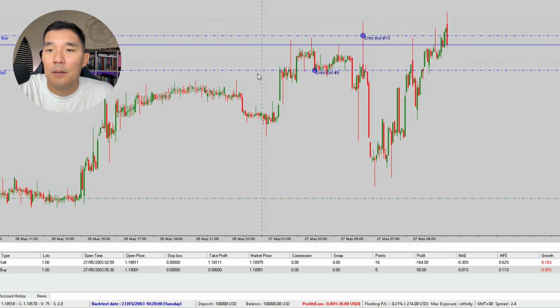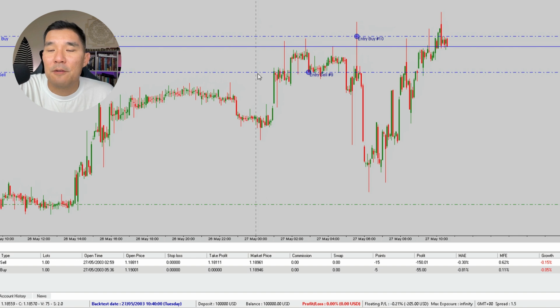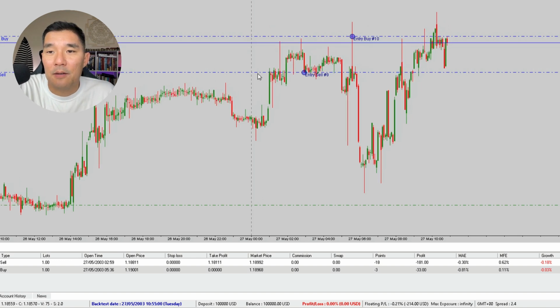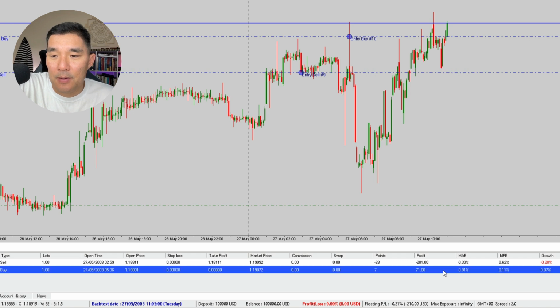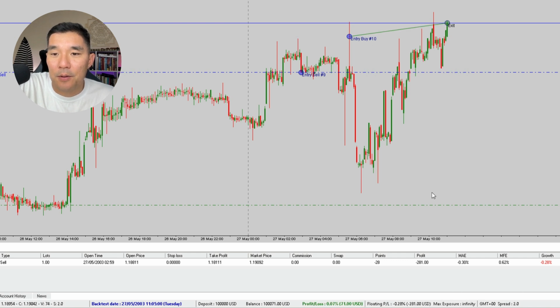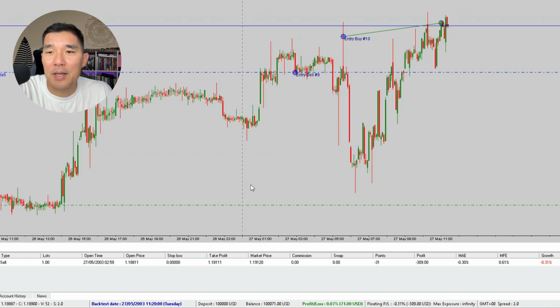So, okay, it's kind of failing at that point, right? So I want to find a place to get out of that buy, potentially out of profit. Okay, so it's retesting that high. I think that's probably a good place to get out. So let's close that order there. All right, so I took a small profit on that one. And I'm going to move the chart forward and see what happens.